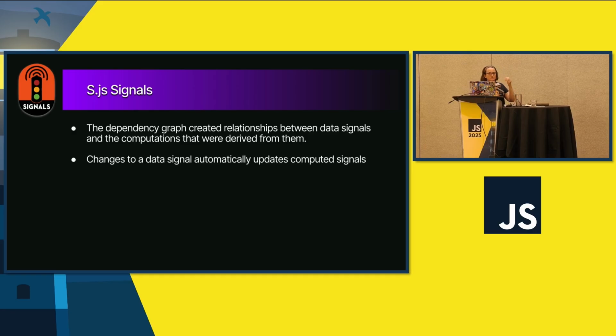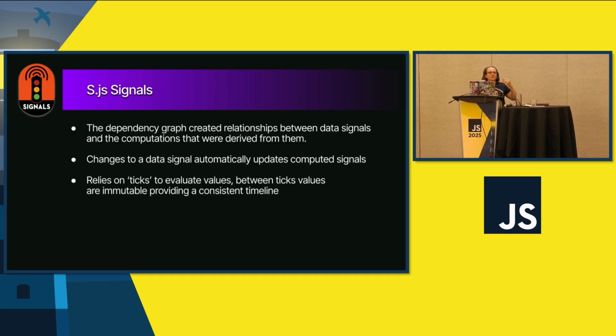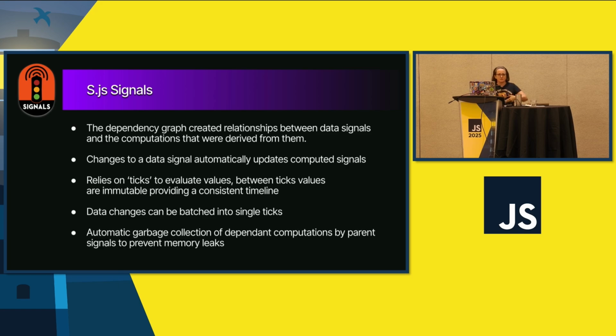Any changes to a signal would automatically notify any of the computed signals to update. And under the hood, it was relying on ticks, like JavaScript ticks, to evaluate changes. Between ticks, the values are immutable, and that provided a consistent timeline. Because it's through ticks, data changes could get batched into a single tick. So it creates this scheduling to run it.